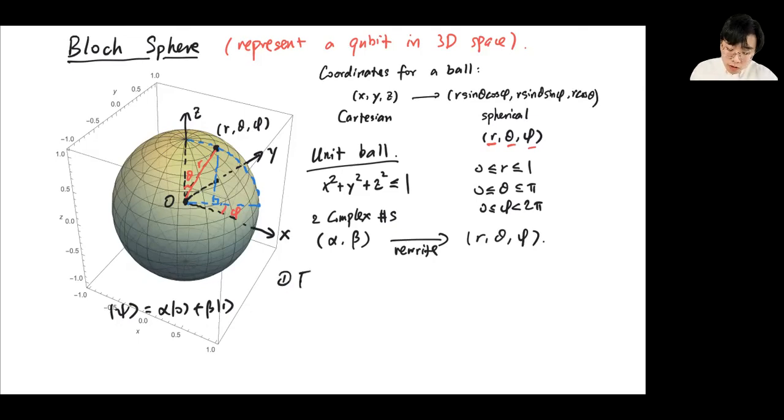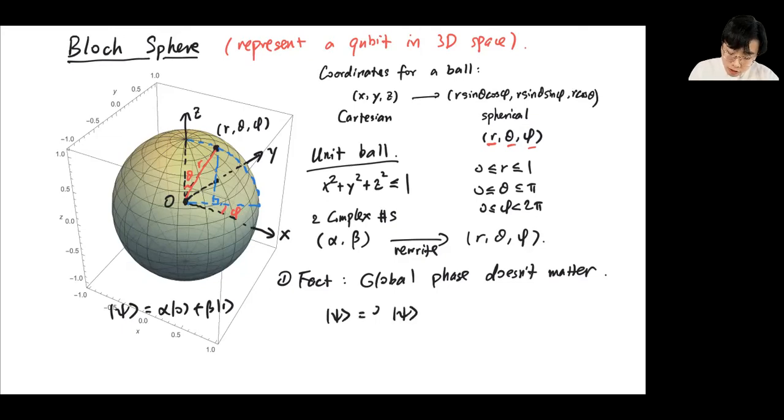We're going to use two facts. Fact one, global phase doesn't matter. In other words, we cannot distinguish a quantum state psi from another quantum state that is psi multiplied by a constant phase. As a result, we can in fact multiply the state with the phase so that the first complex number becomes a real number, and the second one is still a complex number.